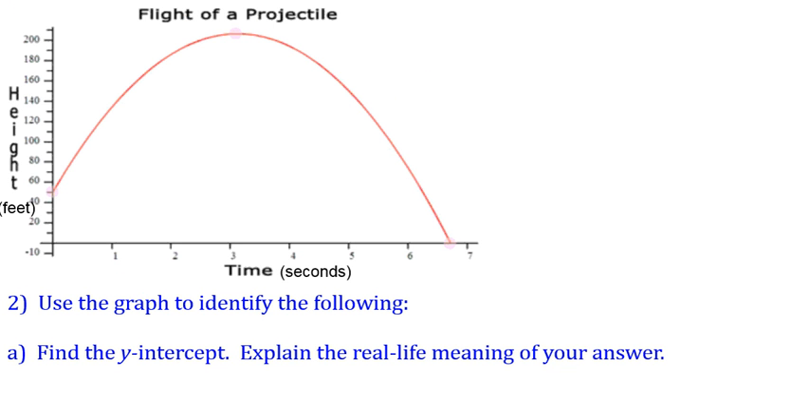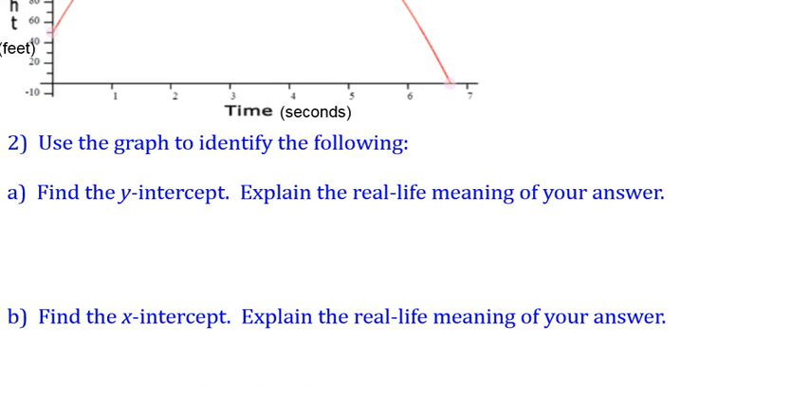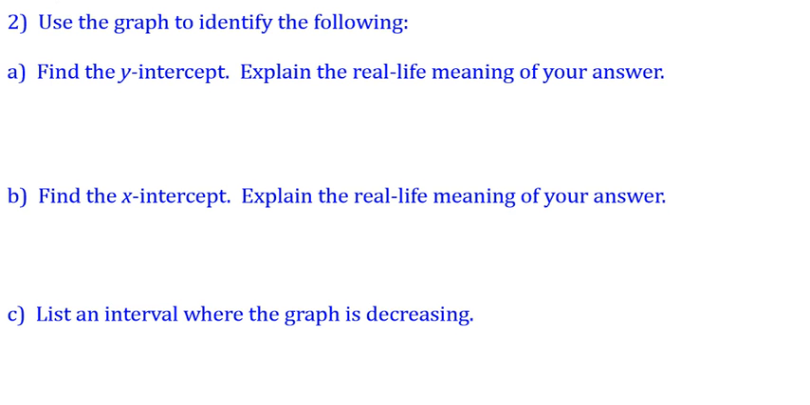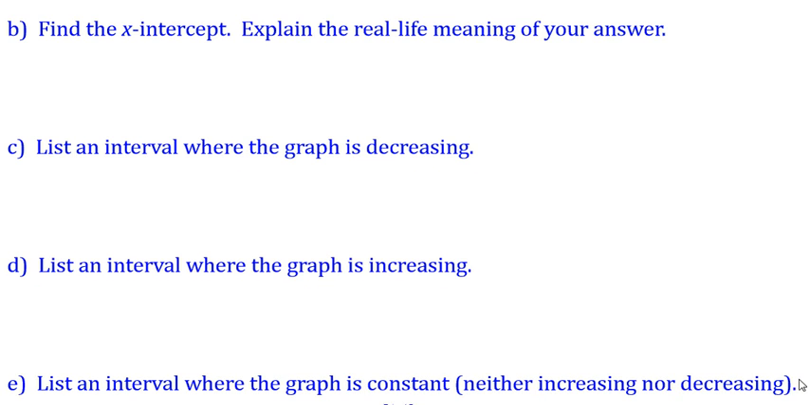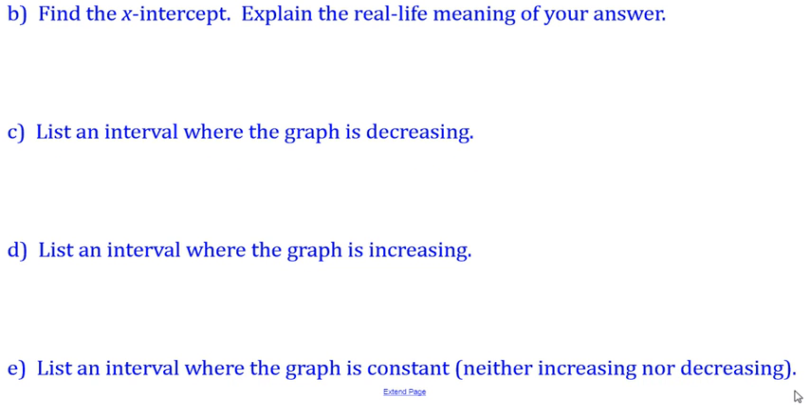So we also said we could look at some graphical representations for our functions. And so here we have a graph, and we see our graph for measuring the time in seconds and the height for the flight of a projectile. So based on that, we want to be able to answer the following questions. As you're looking at your notes, we want to see if we can find the y-intercept and explain its meaning, the x-intercept and explain its meaning. Do we have any intervals where the graph is decreasing, increasing, or where it's constant?